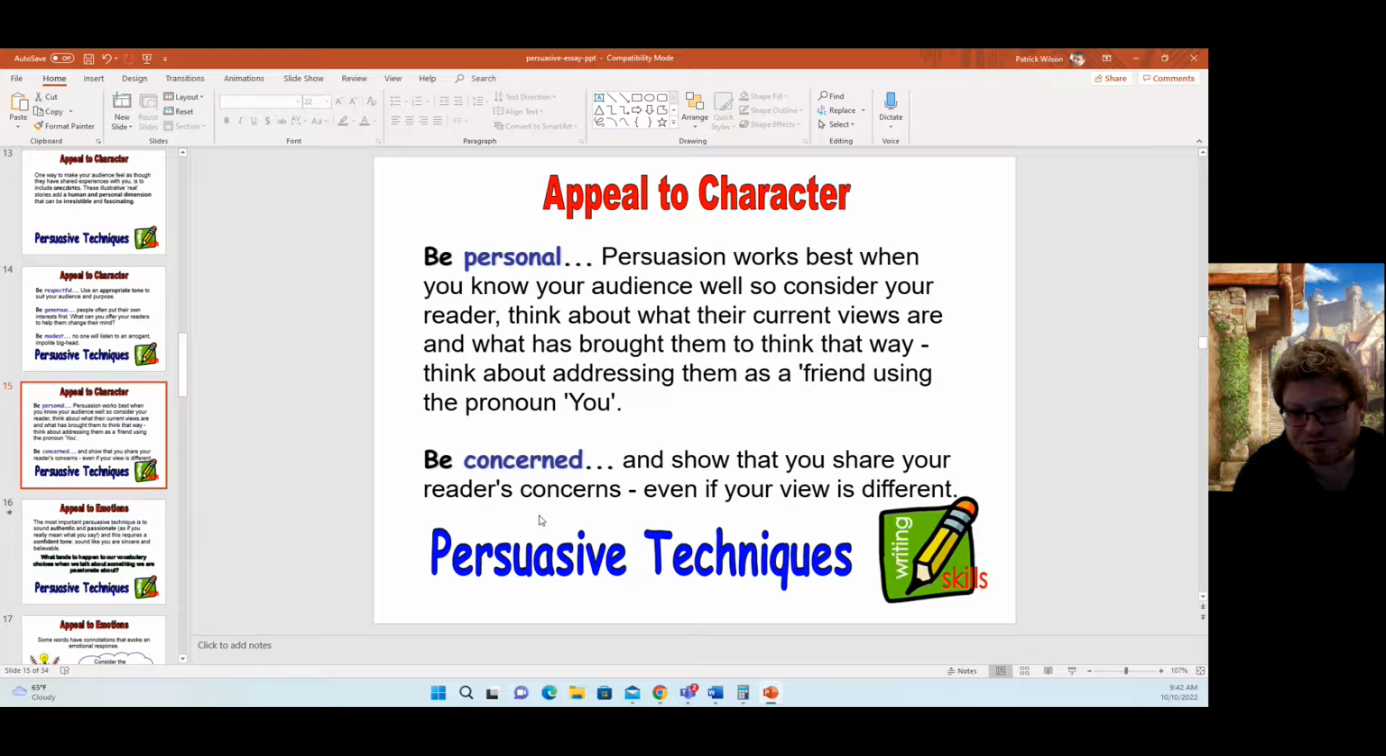You want to be concerned and show that you share your readers' concerns, even if your views are different. We can agree to disagree, right? You've heard that saying before. A lot of times, good debates, a lot of good persuasive arguments and speeches, they have that characterization, agree to disagree. You can do so and be constructive about it without being rude, right? Going back to, again, you don't want to sit here and basically yell and cuss at your potential audience who could be persuaded to think and believe your way of things, right?